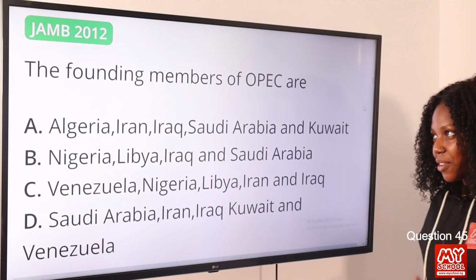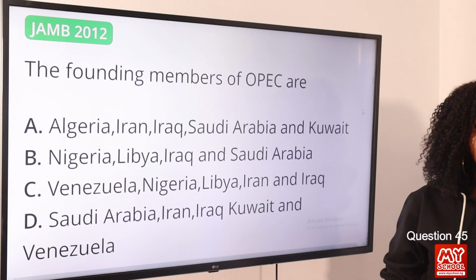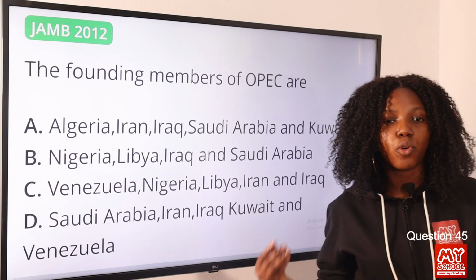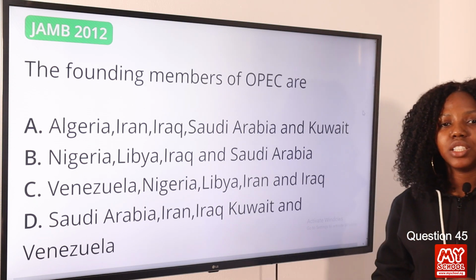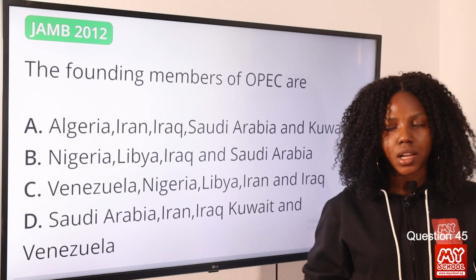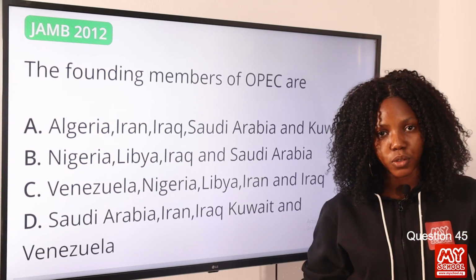Question 45. The founding members of OPEC are dash. The answer to this question is option D. The founding members of OPEC include Saudi Arabia, Iran, Iraq, Kuwait, and Venezuela. And we can find this in option D. So option D is the correct answer to this question.